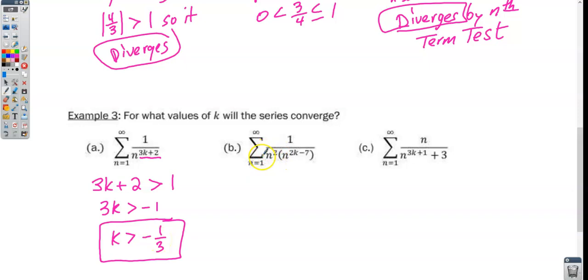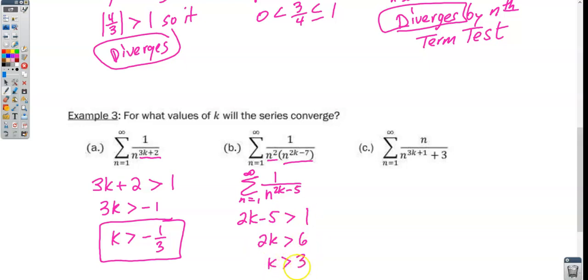The next one. This looks a lot like a p-series, but we have to rewrite it first. This is the sum from 1 to infinity of 1 over n to the 2k minus 5, which is what we get when we multiply these two expressions containing n together. And so in order for this to converge, we need 2k minus 5 to be greater than 1. We add 5 to both sides, divide both sides. So in order for this to converge, we need k to be greater than 3.